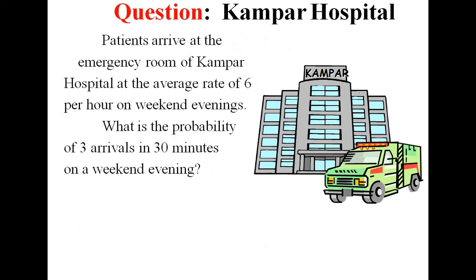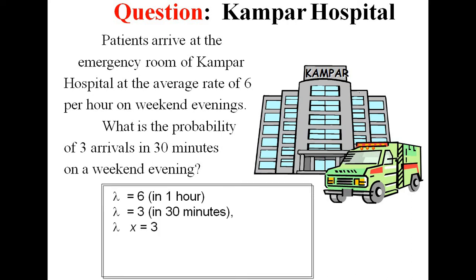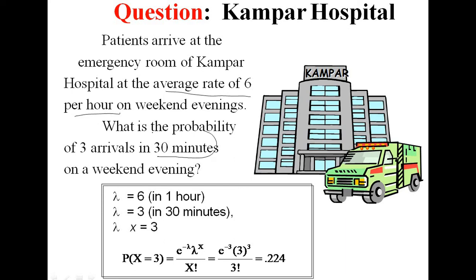Next, a patient arrived at the emergency room of Kamda Hospital at an average rate of 6 per hour on weekend evenings. What is the probability of 3 arrivals in 30 minutes on a weekend evening? So now lambda equal to 6 in 1 hour. Why? Because here they said average rate 6 per hour. But then now they ask only 30 minutes, meaning that we have to divide 2. So since 6 in 1 hour, 30 minutes is equal to 3. And since the question just wants 30 minutes, we just use this lambda.